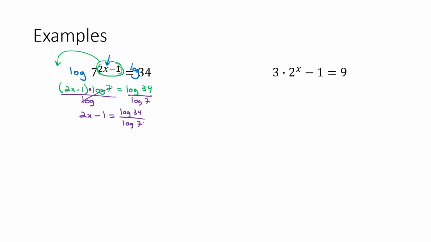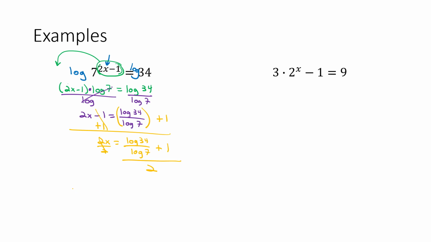Now you can change those logs into numbers at any point. I like to wait until the very end because it's going to guarantee when I type it in my calculator, I have the exact answer and no rounding error. So I'm going to keep that log 34 divided by log 7 as a group, and we're just going to add 1 to both sides, working on getting the x alone. 2x equals log 34 over log 7 plus 1. And then divide both sides by 2. We got to divide the entire thing by 2.